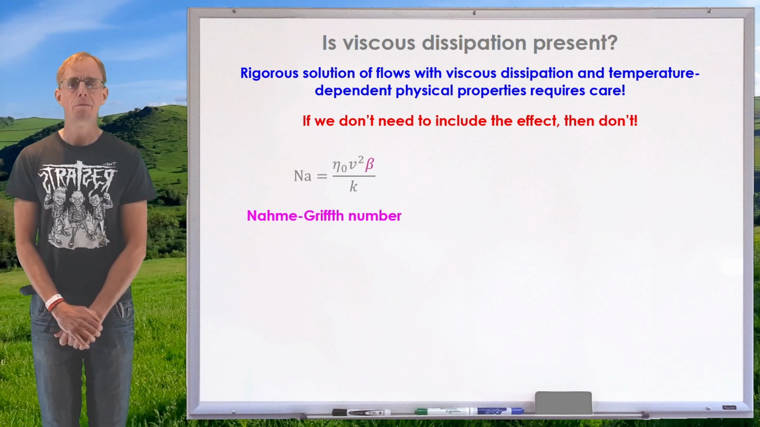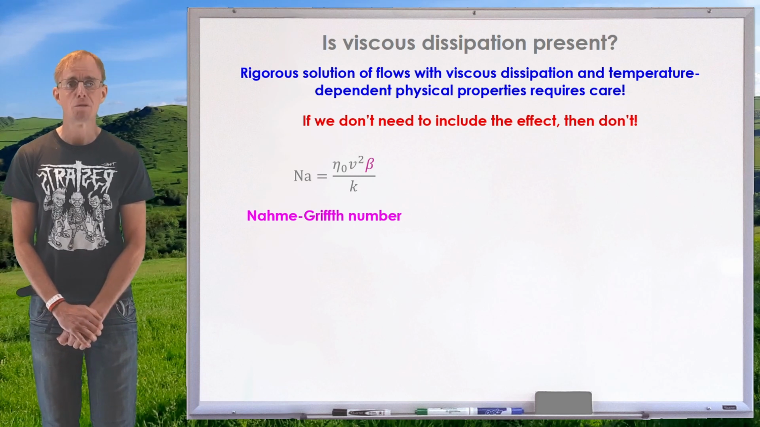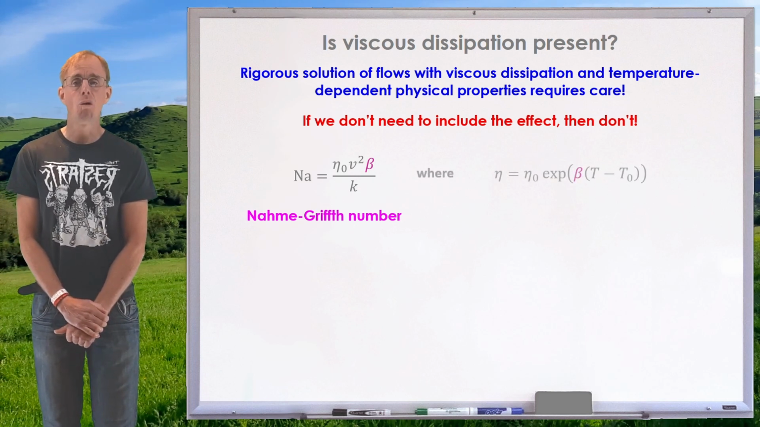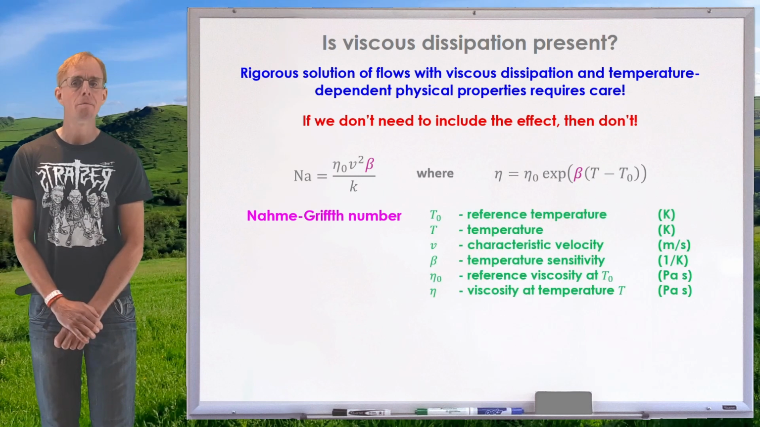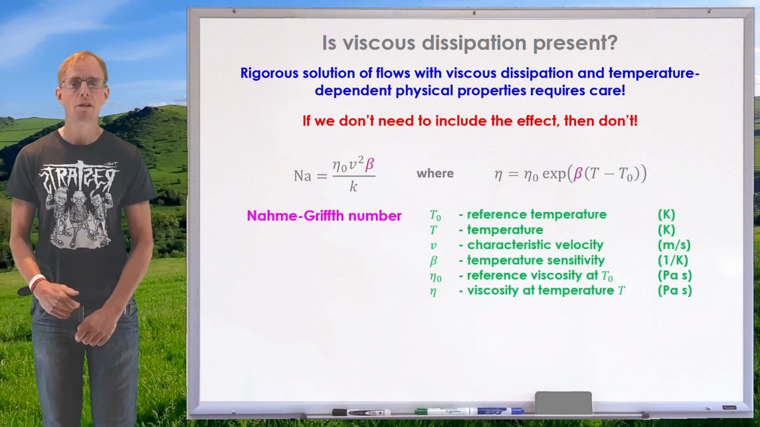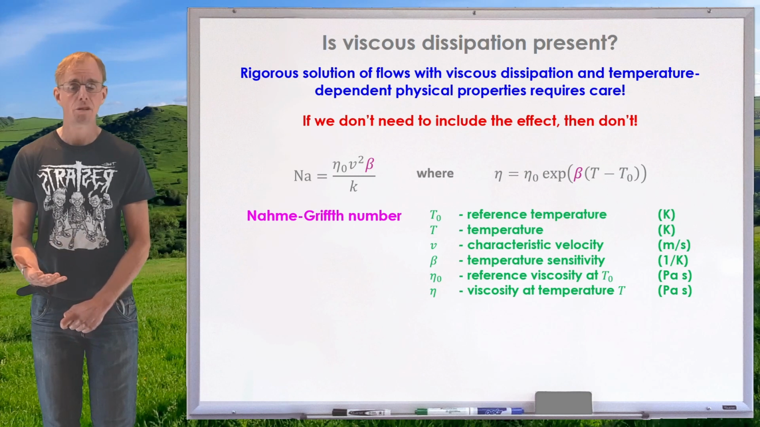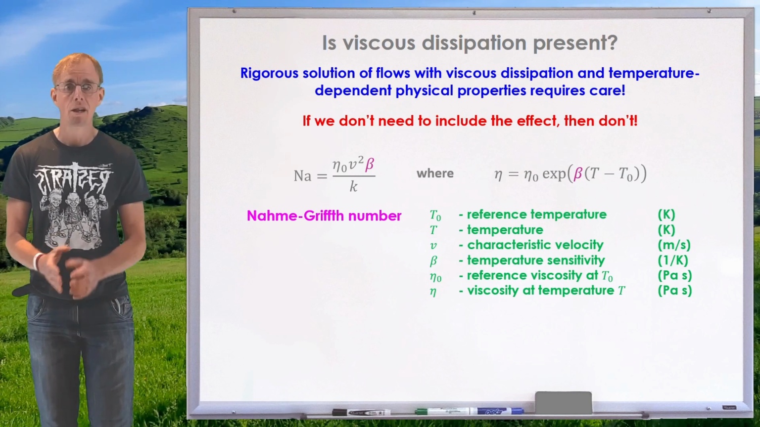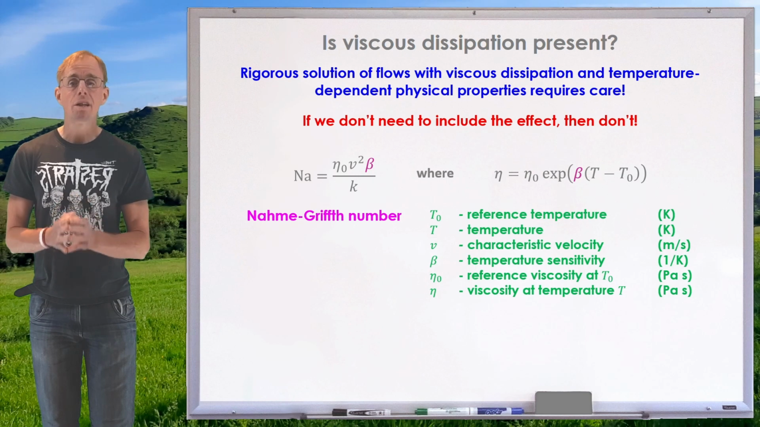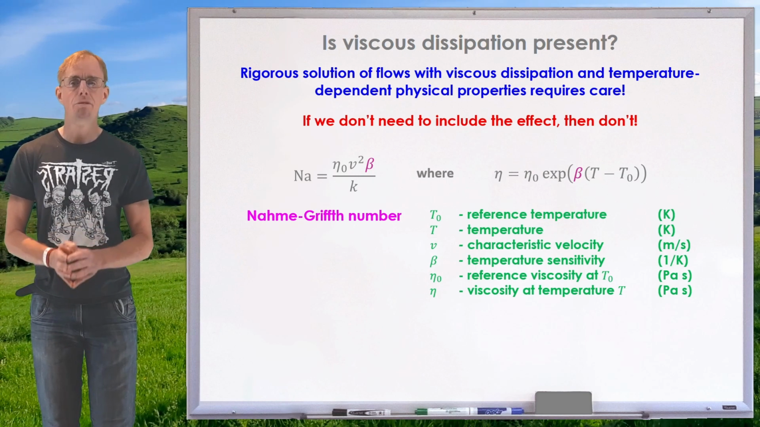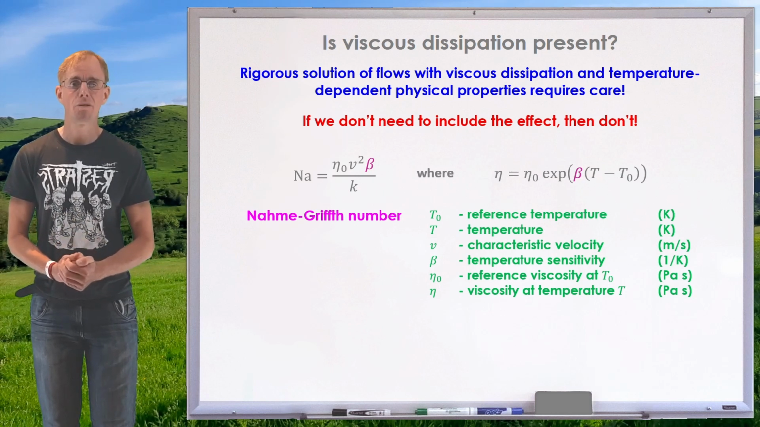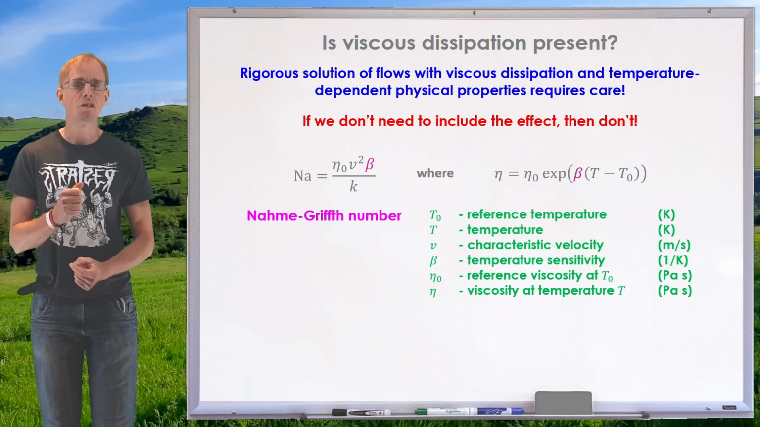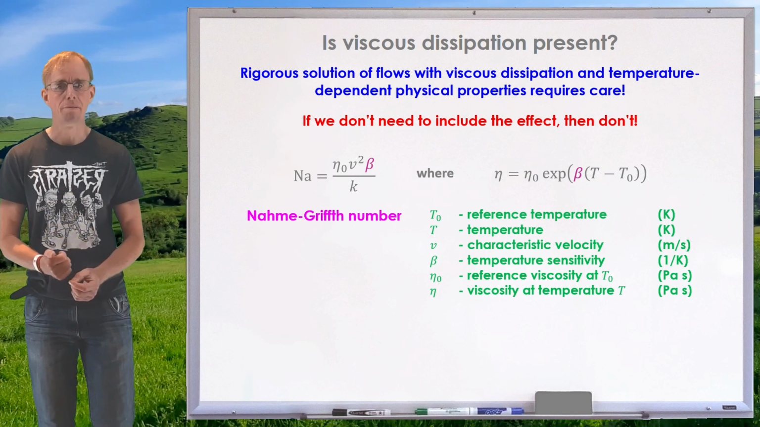Now, the Nahme-Griffith number is a measurement of the effect of temperature on viscosity. So let's run through the parameters that it involves. Eta 0 is my reference viscosity. It might be a zero shear rate viscosity, it might be a reference viscosity. And we are looking at the temperature dependence of that reference viscosity. Talk about that in a second. V here is a characteristic velocity of the system. k is my thermal conductivity. Beta is the temperature sensitivity of the viscosity.